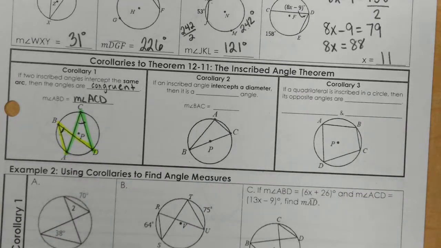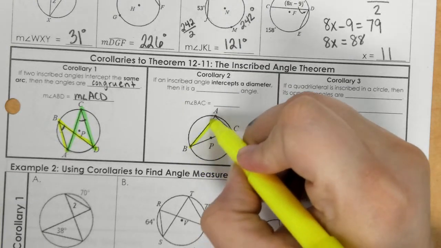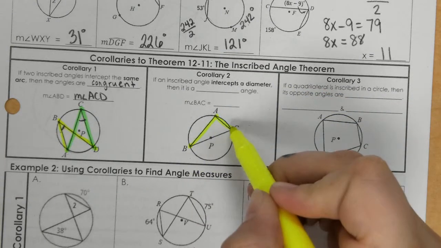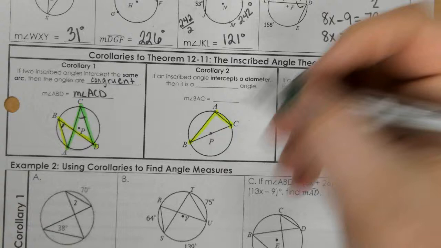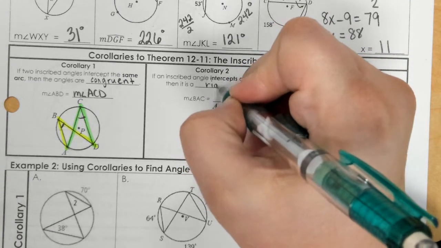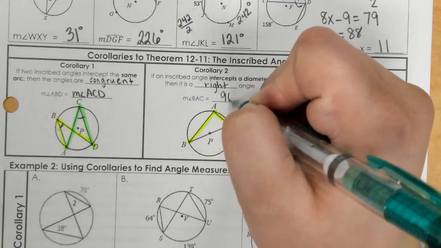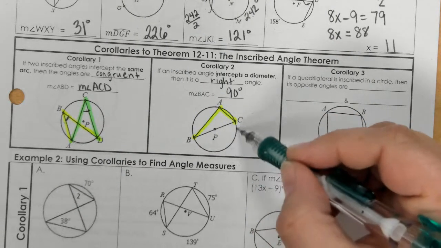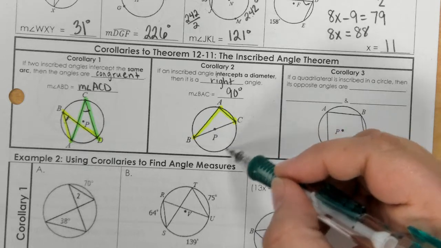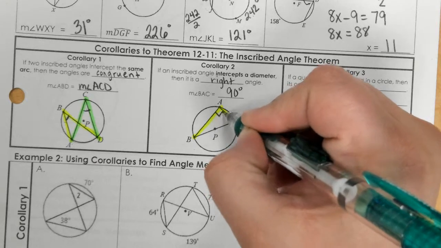Okay, in corollary 2, it says if an inscribed angle intercepts a diameter, okay, here's your arc, here's your angle. Your ends are at B and C, which is at a diameter, okay, then it is a 90, or a right angle, and that the measure of angle BAC is 90. Okay, and if you think about the math behind it, it makes sense. From arc B to C, this is 180, and half of that is 90. So this right here is 90.